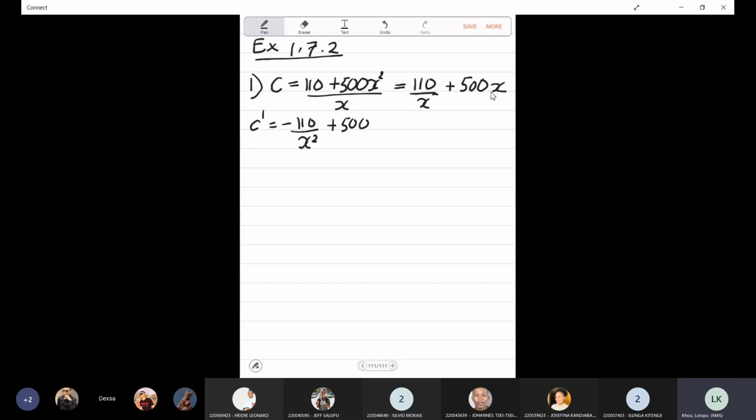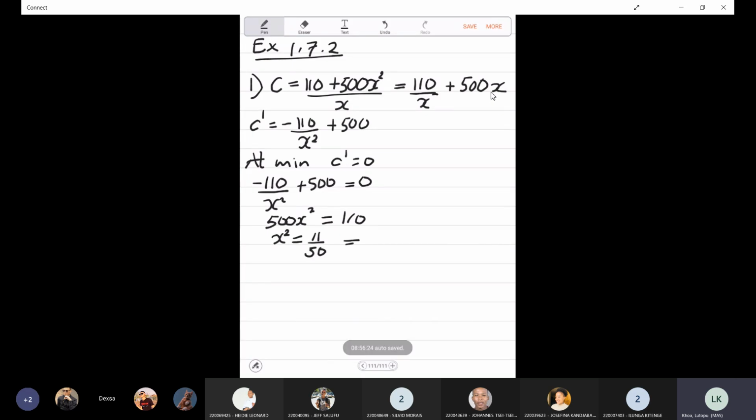And we say that we equate this to 0. So at the minimum, C prime is equal to 0. So we say minus 110 over x squared plus 500 is equal to 0. Then we solve for x. This means that 500 x squared is equal to 110. So x squared is equal to 11 over 50, and this means that x is equal to plus or minus the square root of 11 over 50.